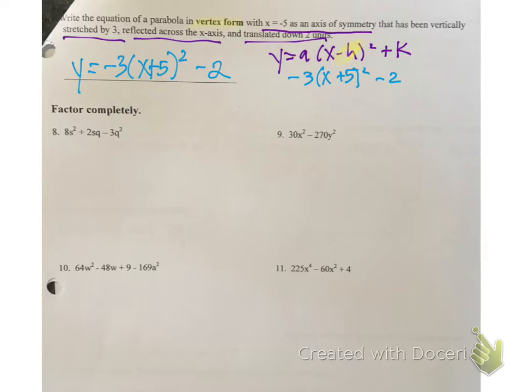Okay, for number 8, it says factor completely. So for the first one, first I need to see if there's a greatest common factor. There is not. So I need two numbers that multiply to get 8 times negative 3, so negative 24, and add to get the middle number, which is a positive 2. So those two numbers would be a positive 6 and a negative 4. So I'm going to use the box method.